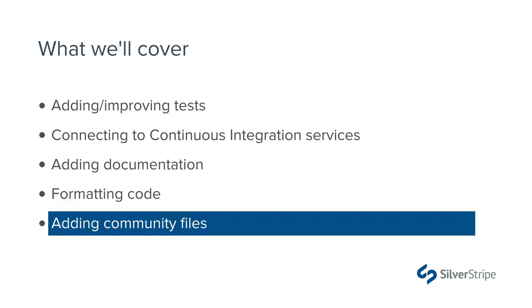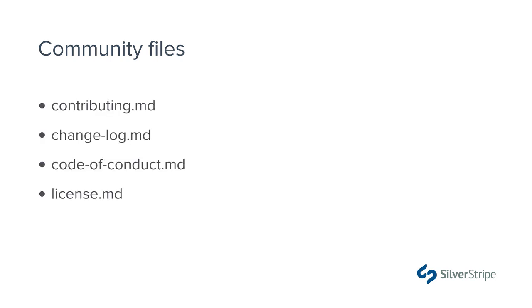We're almost there. Now's a good time to add a few community files. I call them community files because they don't really help you personally, but they're a great help to other developers wanting to know how to use and/or contribute to your module. When I'm adding these files to my projects, I like to add separate contributing, changelog, code of conduct, and license files. I also add common configuration files like .gitattributes, .gitignore, and .editorconfig.